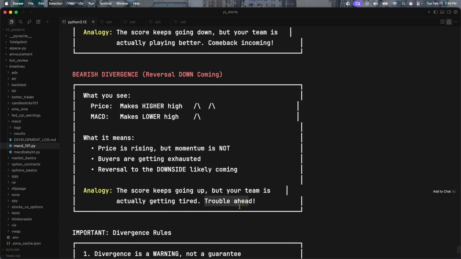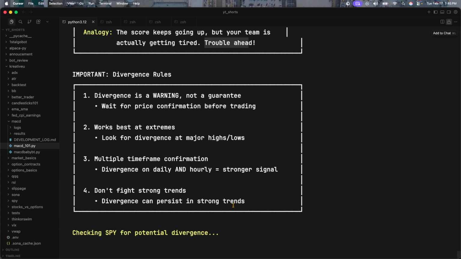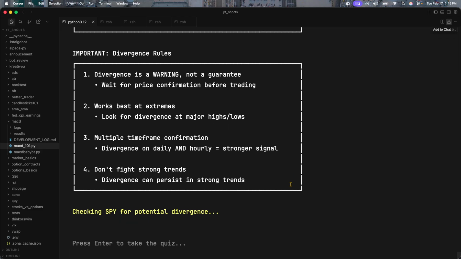The trouble is ahead. So important divergence rules: divergence is a warning, not a guarantee. We have to wait for the price confirmation before we start trading. It works best at extremes, so look for divergence at major highs and lows. Multiple time frame confirmation: divergence on daily and hourly equals stronger signals. Don't fight the strong trends, right? Divergence can persist in strong trends.